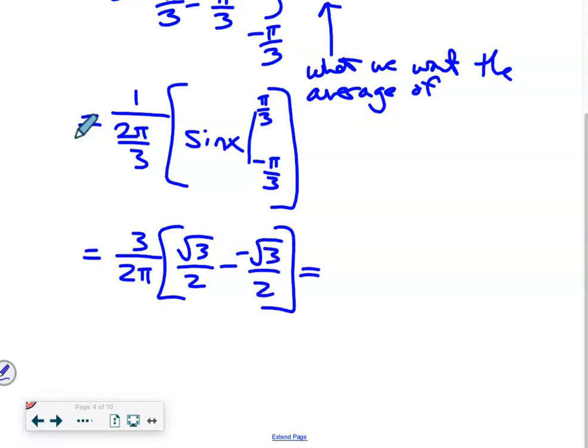So what we have is 3 over 2 pi times root 3 over 2 plus root 3 over 2, that's just root 3. So 3 over 2 pi times root 3 would be my final answer. All right, how's that? Did that work okay? Any questions? No? All right.